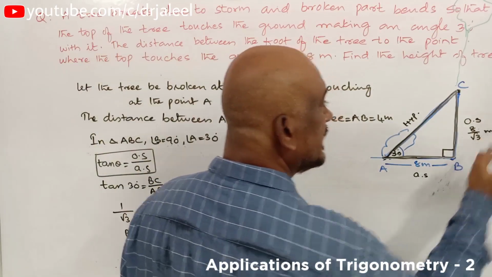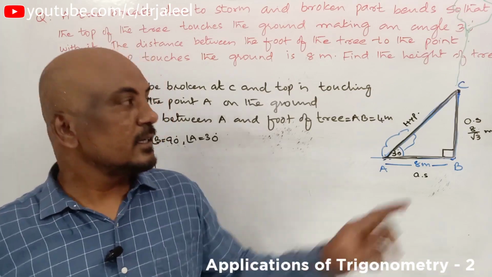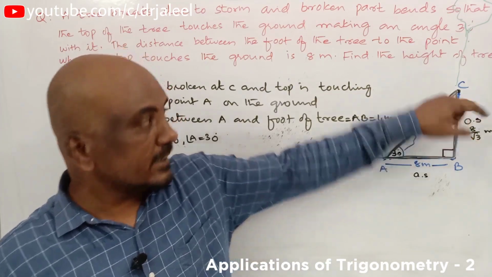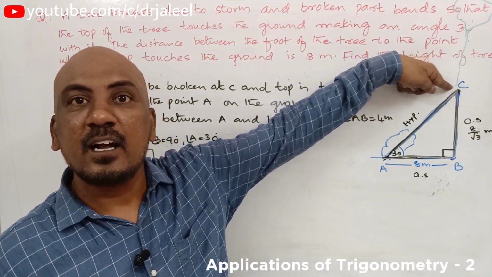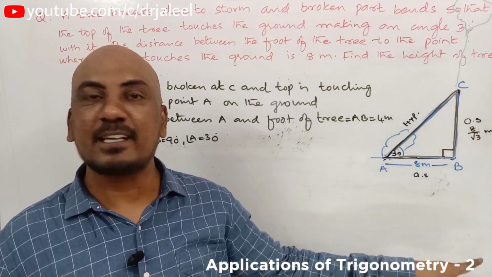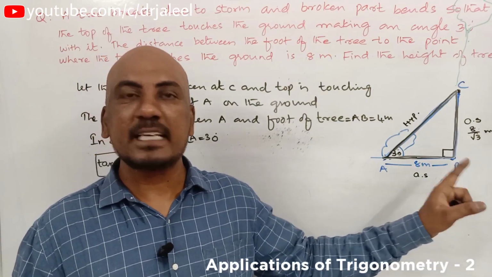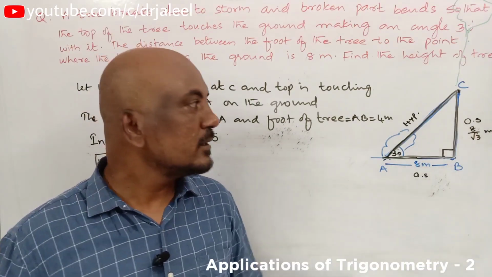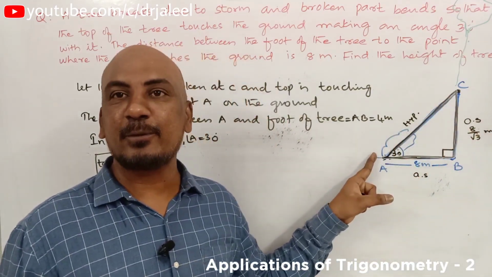Children, here one more thing. In the question he did not ask, but he may ask at what height the tree was broken. The point where the tree is broken, what is the height of that point from the ground? It's nothing but 8 by root 3 meters. He didn't ask you, but if in case he asks, you need to mention it. Now you got this height. What else you need to find? You need to find this hypotenuse also.